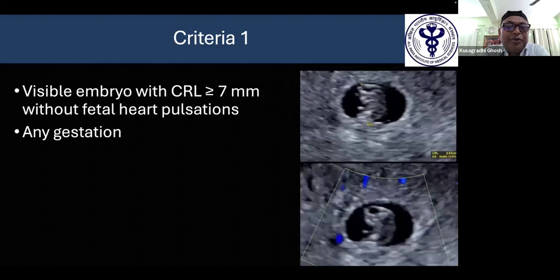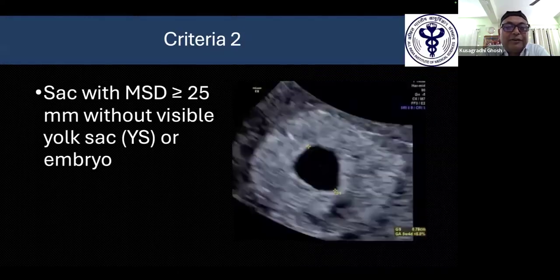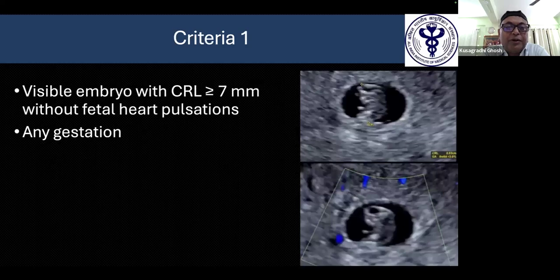Now, the definite criteria of a miscarriage would be mean sac diameter taken properly of 25 millimeter or more, with no embryo or yolk sac, or when the CRL, if it is visible, we should measure it 7 millimeter or more without any demonstrable cardiac activity. These are one-off criteria. Now, when there are borderline zones, then we should always follow up.